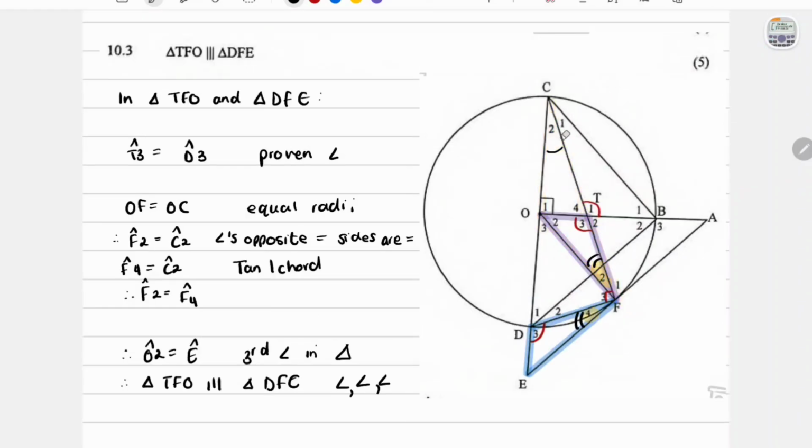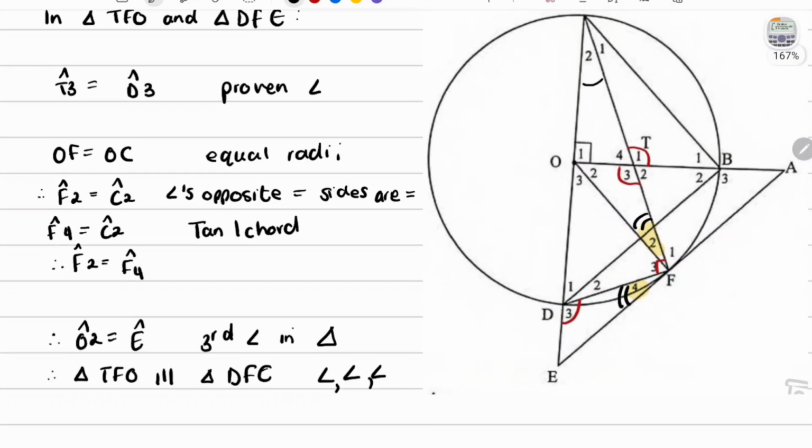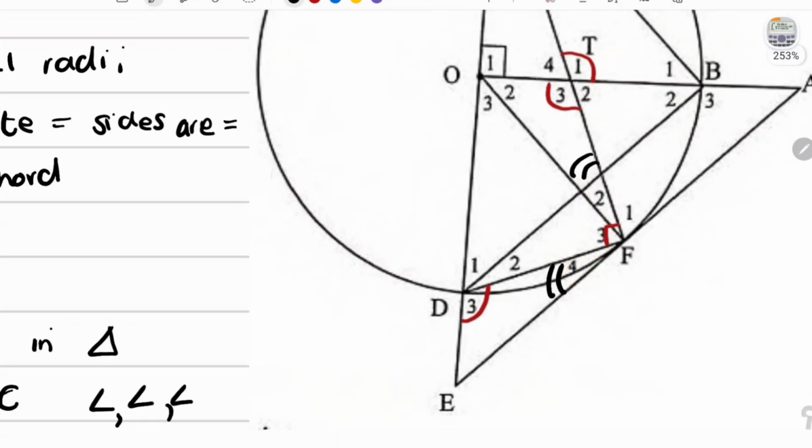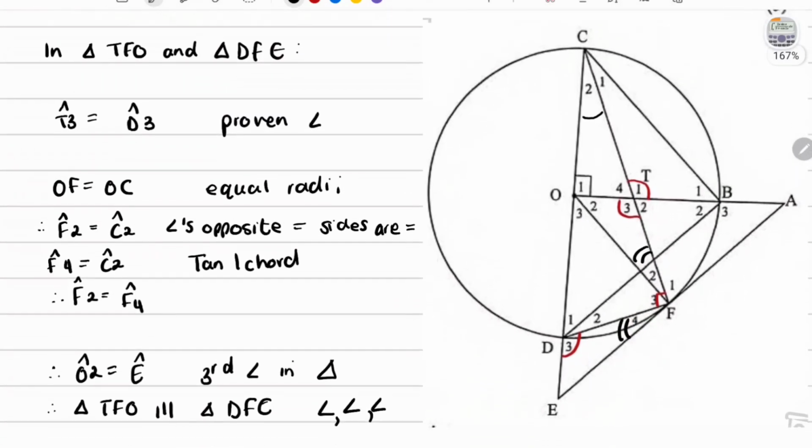So I don't really need all those lines for the triangles. I just need the angles that are equal. So we can get rid of those. We don't need those. And this is all we need really, just showing the angles that are all equal.